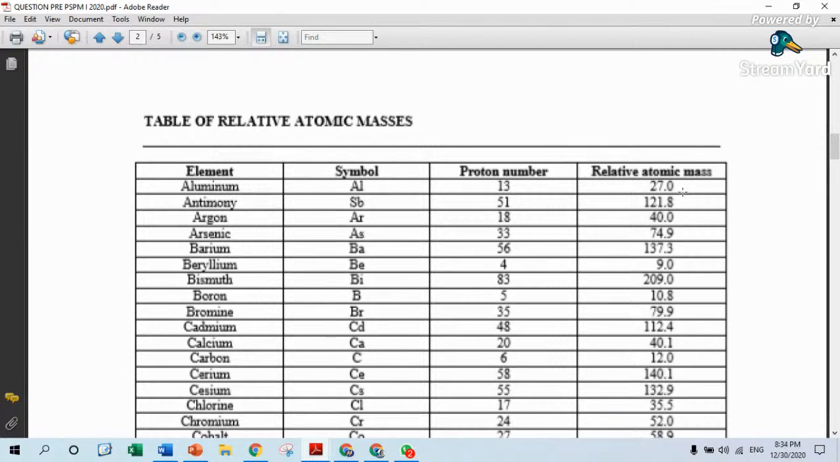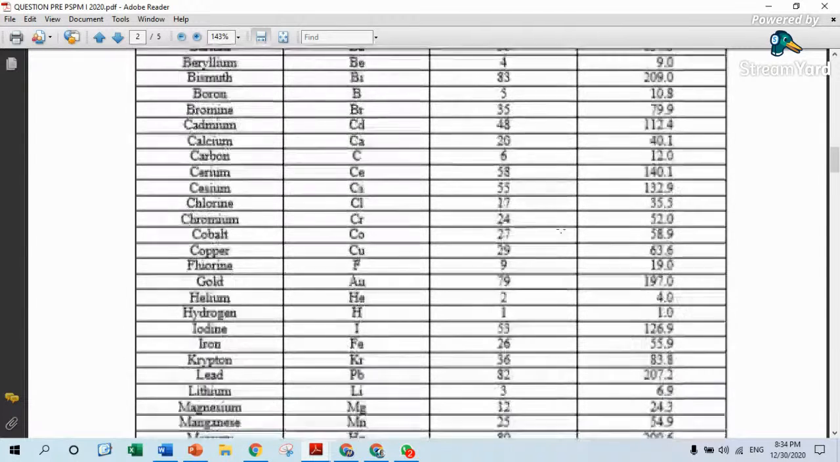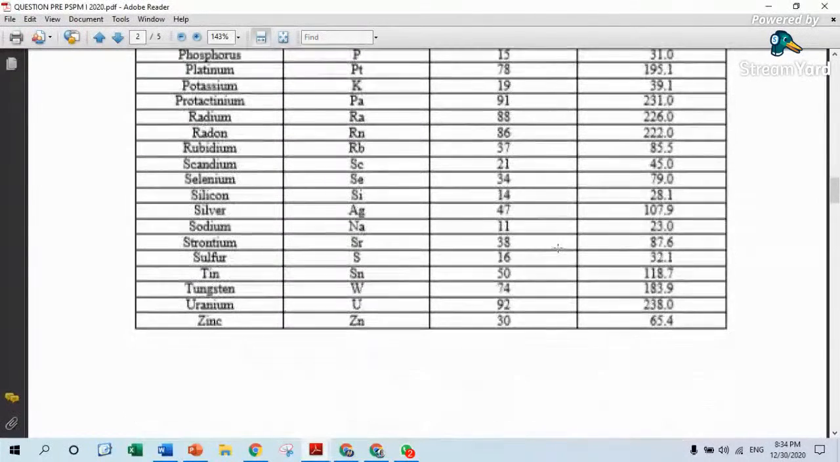If you follow my tips and tricks for chapter 1, you know that actually the relative atomic mass and the average atomic mass have the same value. So please be careful when you get the table of relative atomic mass. Proton number is for the electronic configuration, and this one is for calculating the number of mole.